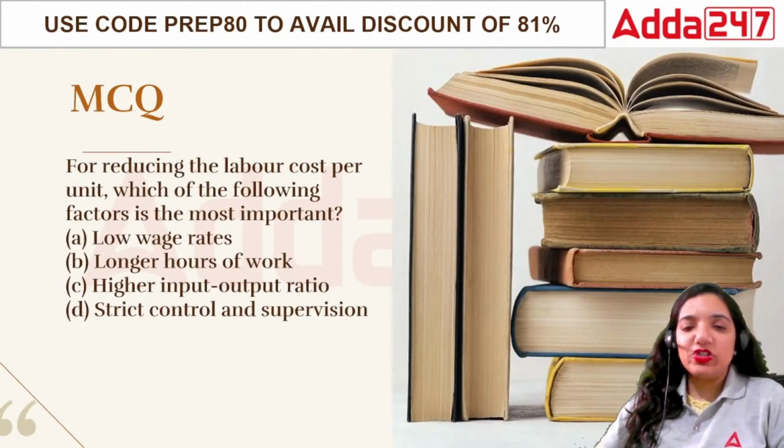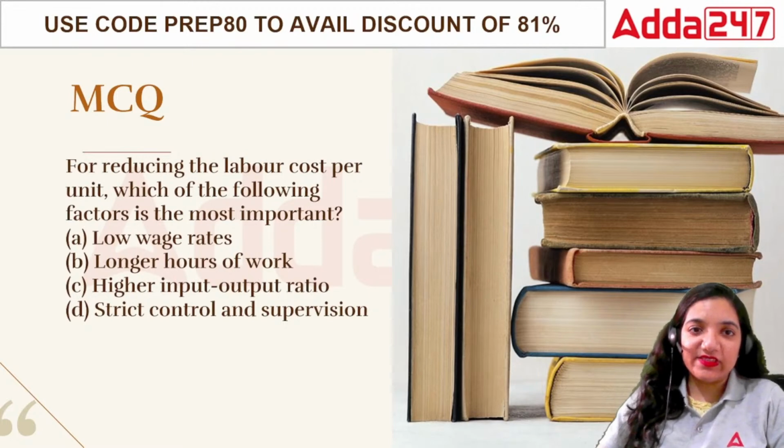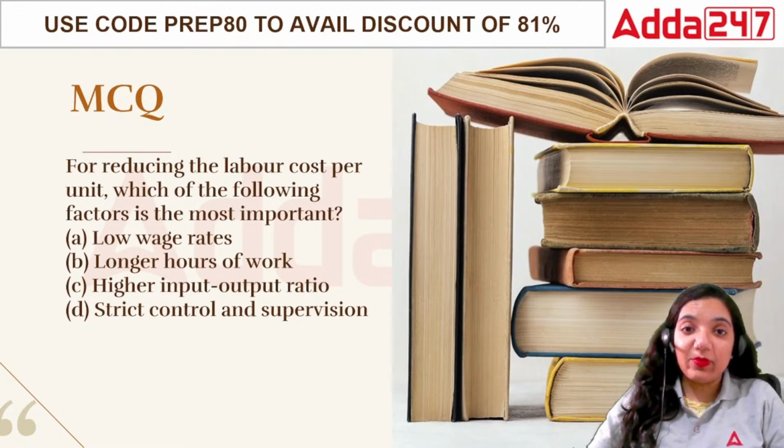Okay, the first question relates to the area of costing. The question says, for reducing the labor cost per unit, which of the following factors is the most important? Low cost rate, longer hours of work, higher input output ratio, or strict control and supervision?